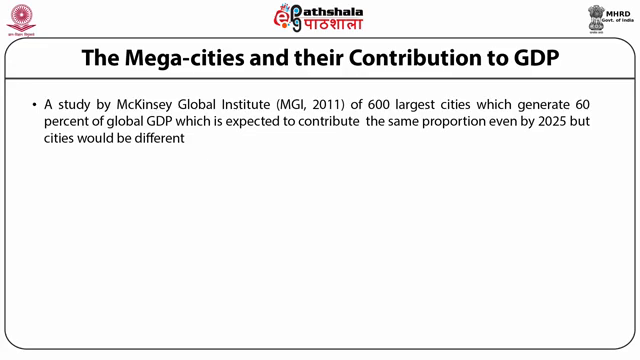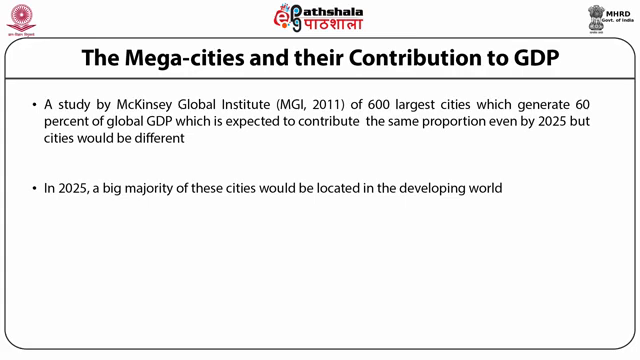it states that a fifth of the world's population resides in these cities, which generate 60% of global GDP. It is expected that in 2025, again, 60% of the GDP would be contributed by 600 cities. But cities would not be the same. In 2025, a big majority of these cities would be located in the developing world.